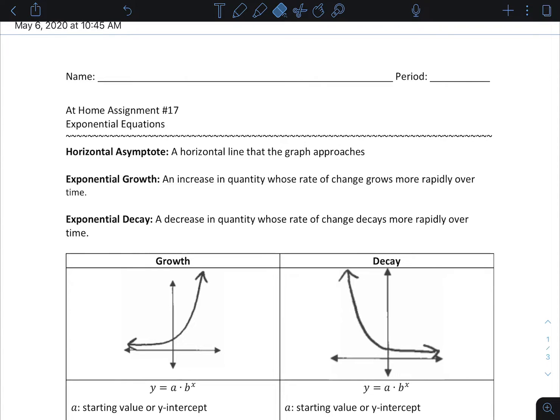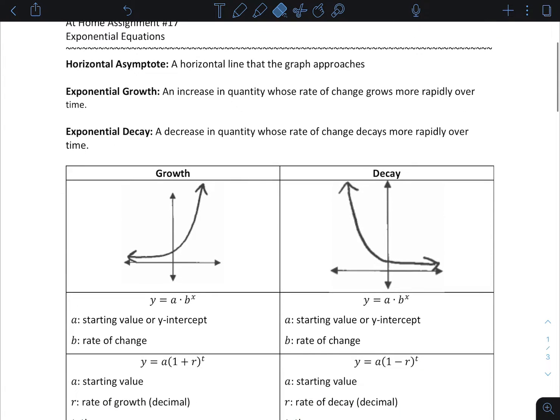For example, horizontal asymptote, exponential growth, and exponential decay. So you may have heard asymptotes already before, but an asymptote is just a line that the graph approaches. So a horizontal asymptote is a horizontal line that the graph approaches. You have two different types of exponential equations, exponential growth and exponential decay. So growth is just an increase, decay is a decrease.